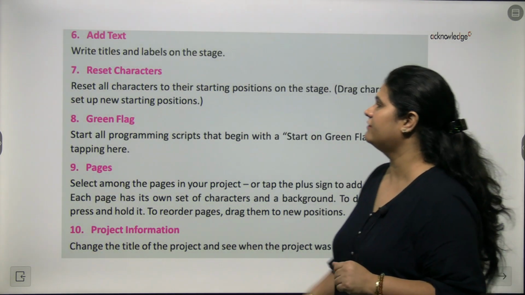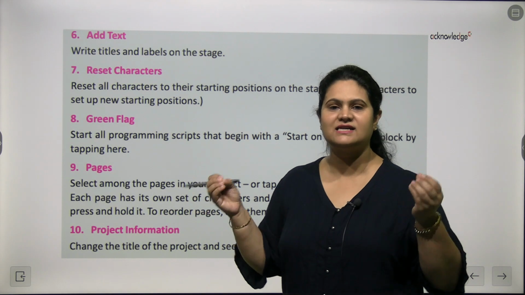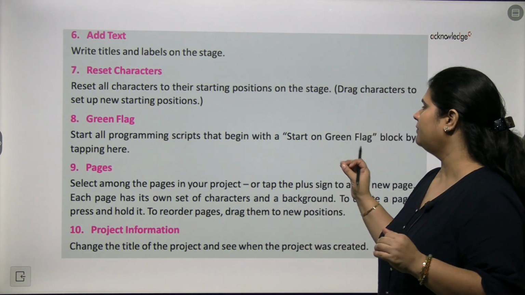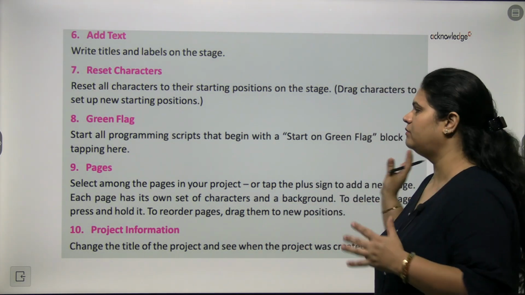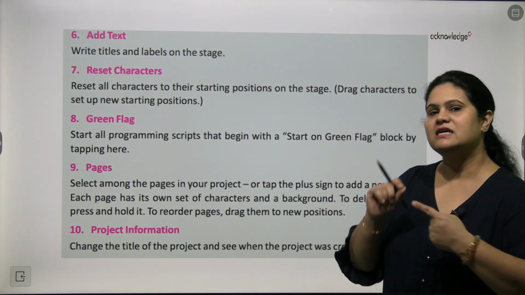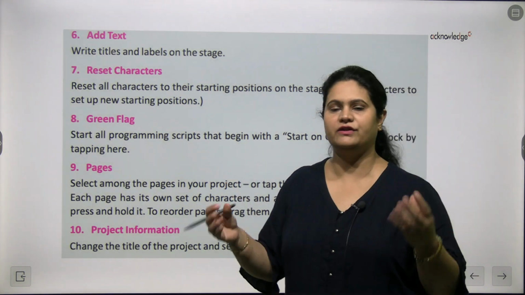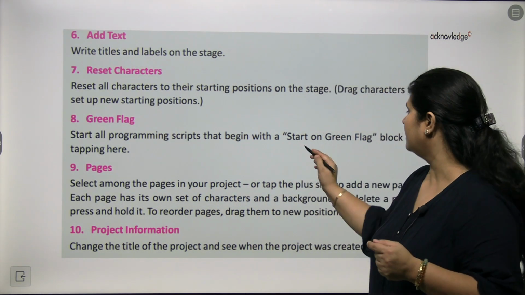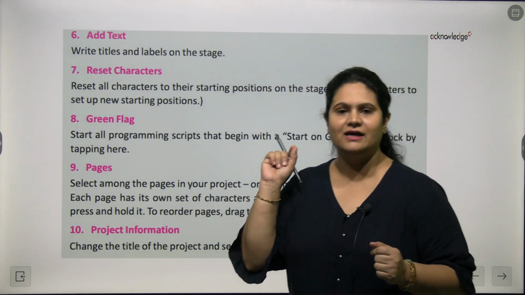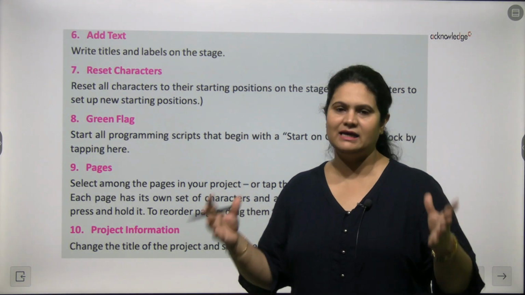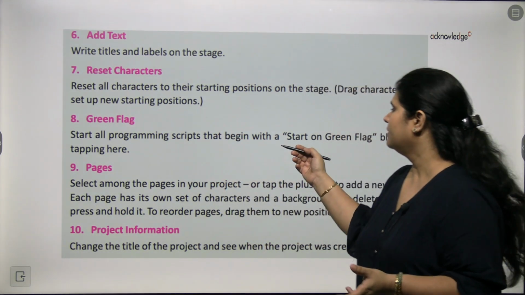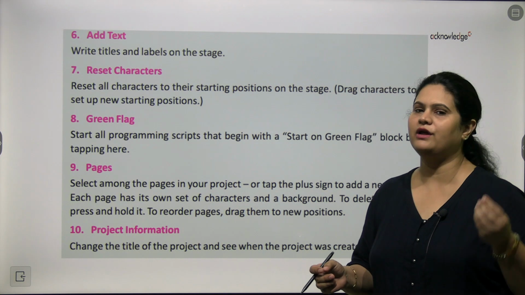Now, next we have green flag, right? What is green flag used for, children? It is used to start all programming scripts that begin with a start on green flag block by tapping here. Now, if in your script you have mentioned that you want this or that one or the other event to happen on the start on green flag, so your presentation, whenever you click on the green flag, it will start to execute. It will start running, right? So, to start the programming script that begins with a start on green flag.